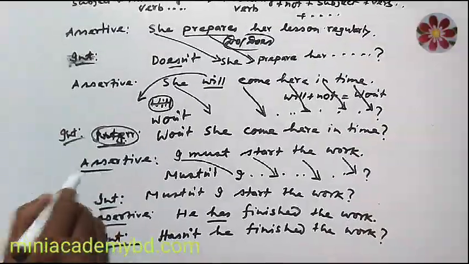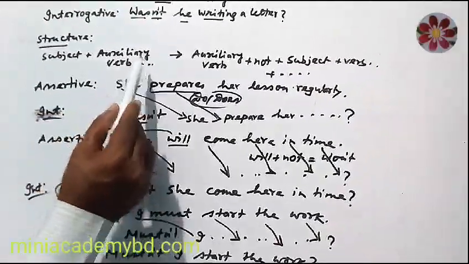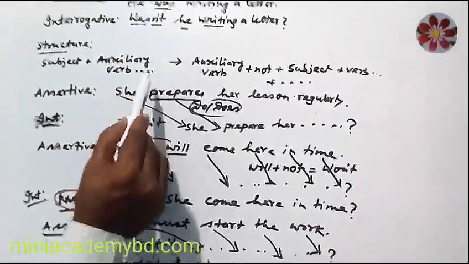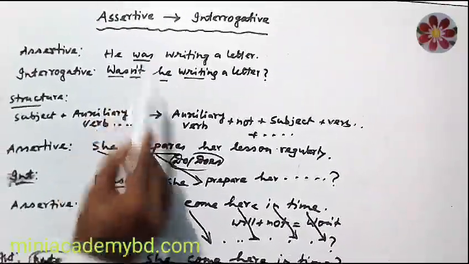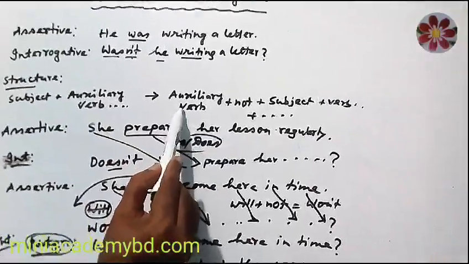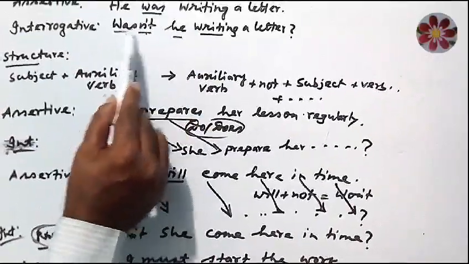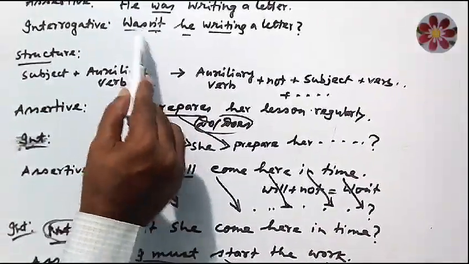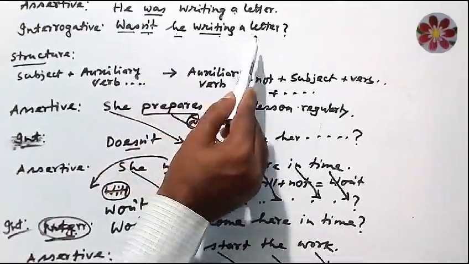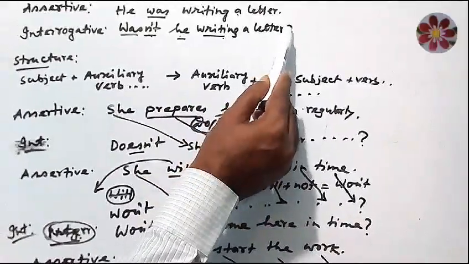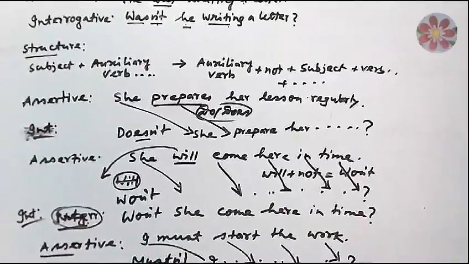Before writing the interrogative sentence, we have to follow that structure: subject plus auxiliary verb and the rest of the words given in the sentence, which will be changed into interrogative. For that, the auxiliary verb will be used at the beginning of the sentence, so was, and as not is not used in that sentence, so was plus not will be made into the contraction wasn't. Here the subject, then the principal verb, and the rest will remain unchanged, and after completing that sentence we have to use a note of interrogation. That is how you can change an assertive sentence to interrogative. Thank you.